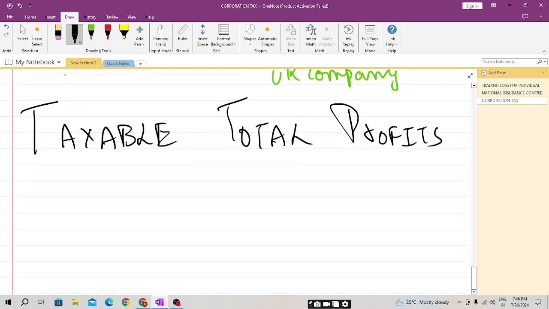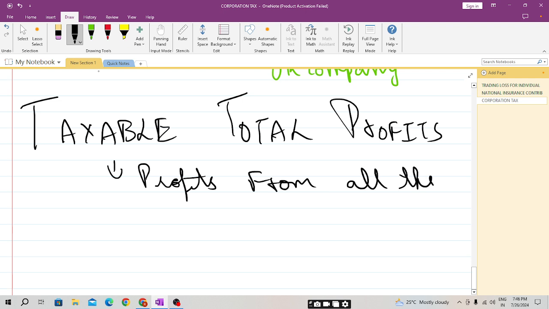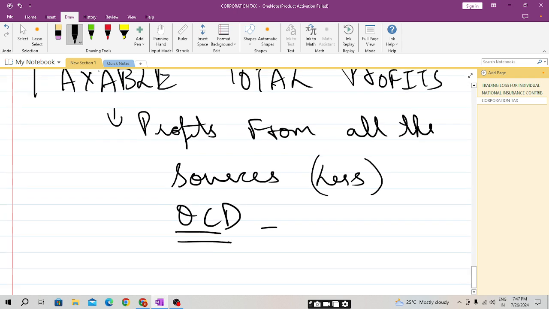The taxable total profit will include all profits from all the sources, less QCD. Profits from all the sources less QCD will be our taxable total profit.